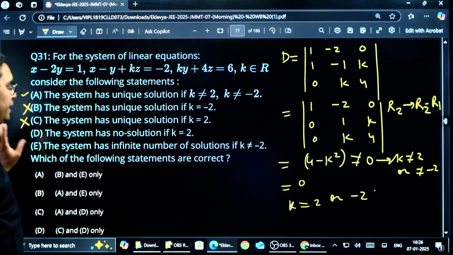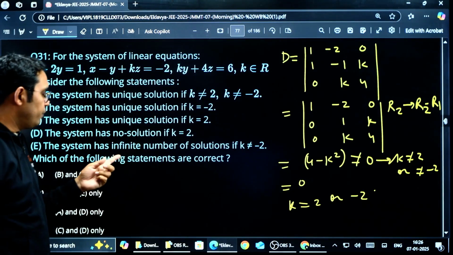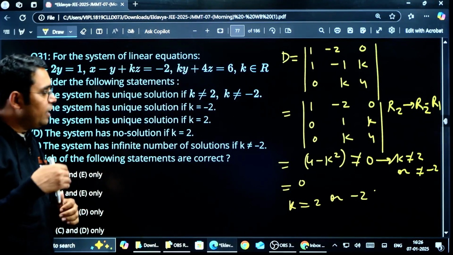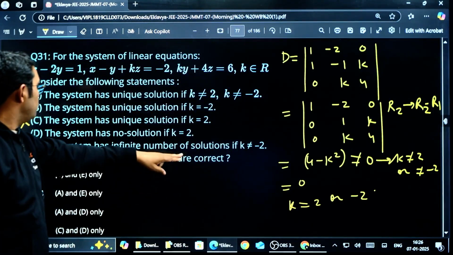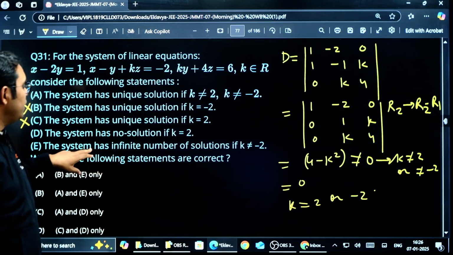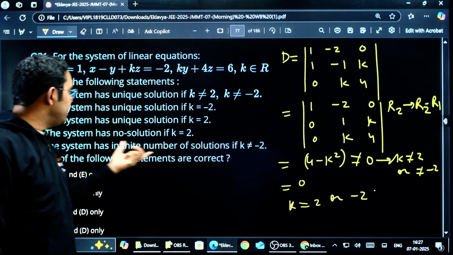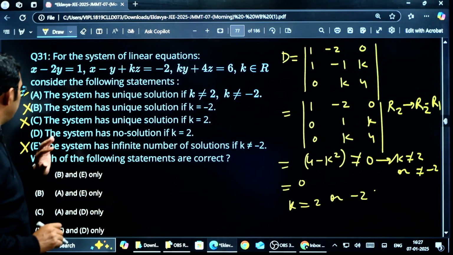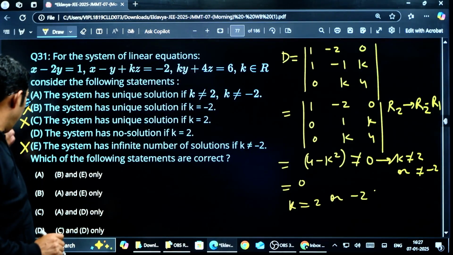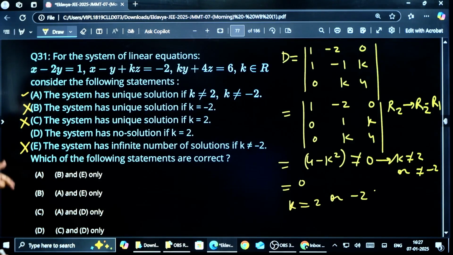Now please see, E seems again wrong. Why? Because if k is not equal to -2, suppose k takes some other value than -2, let's say 0, then also your determinant is not equal to 0. So it will have a unique solution. It cannot have infinite solutions. So merely saying that k is not equal to -2 doesn't guarantee you will have infinite solutions. So this is also wrong. So my only option left now is D, because they are saying there are two options. So with A, D should be the correct option. Let us check that also.